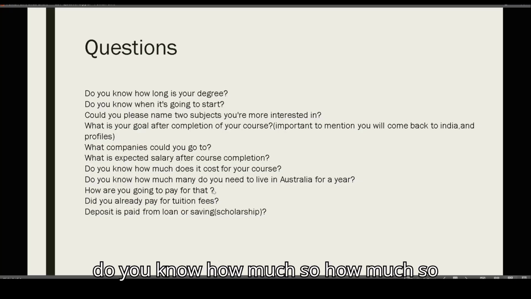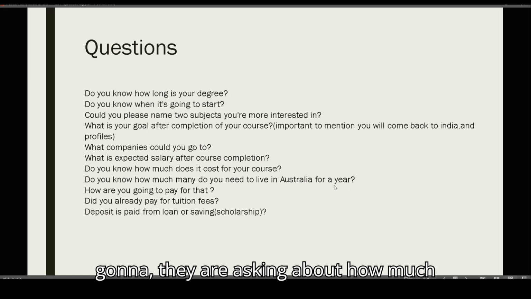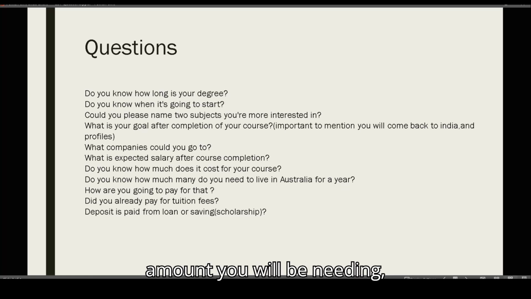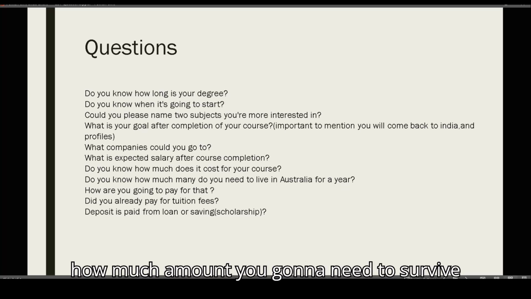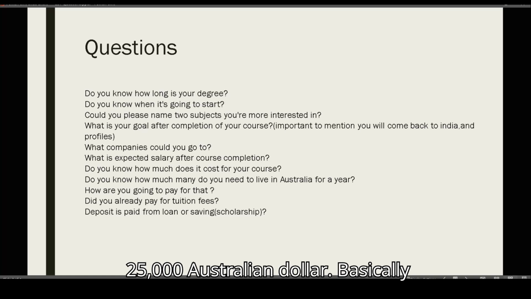Okay. Do you know how much you need to live in Australia? Basically, they are asking about how much amount you're going to need to survive in Australia for a year. So it's between 24 to 25,000. You can see that, 24 to 25,000 Australian dollar.